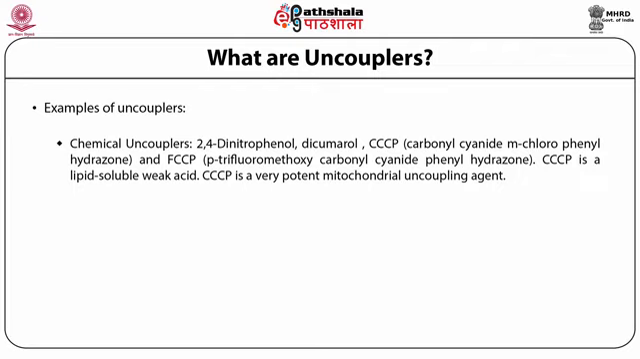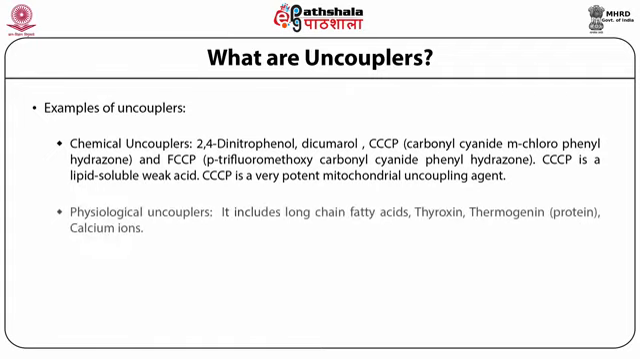For physiological uncouplers, we have the example of thermogenin protein, which is present in the brown adipose tissues, and they are very helpful for the newborn animals. Physiological uncouplers include the long-chain fatty acids, thyroxine, and thermogenin, that is a protein.